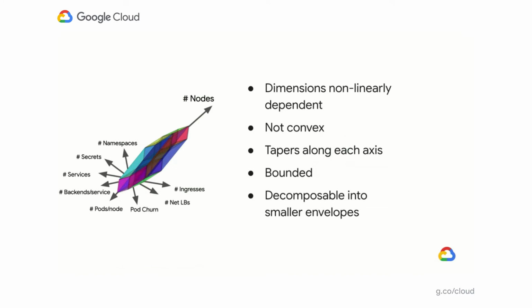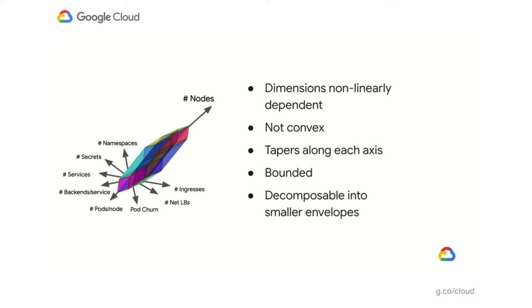The envelope tapers along each axis, which means that if you excessively use a particular resource on your cluster, then you will get much less freedom on all of the other dimensions with your workloads. The whole envelope is bounded primarily by the limits of how much data you can store in etcd. So there are points that you cannot break just by stretching the envelope on one dimension. But what's pretty positive about the behavior of this envelope is that it's decomposable into smaller ones. So there are subsets of dimensions with which you can play independently from other subsets, and this way take a simplified approach to analyzing your architecture.